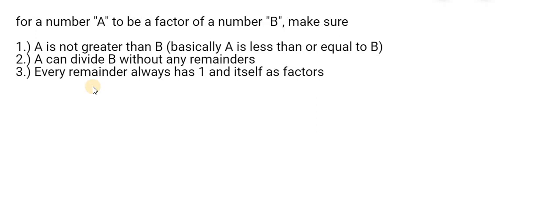The second thing, and the most important when checking if a number is a factor of another number, is that if A is a factor of B, it should be able to divide B without any remainders.